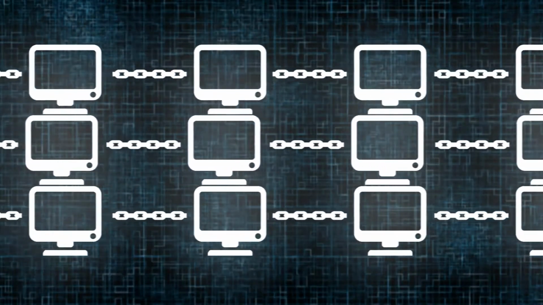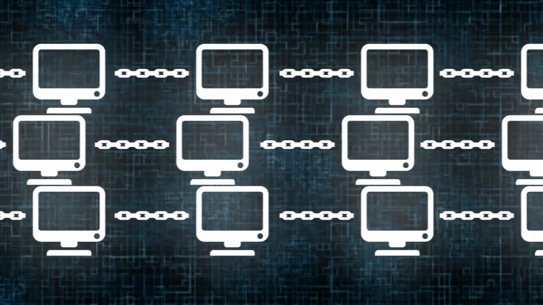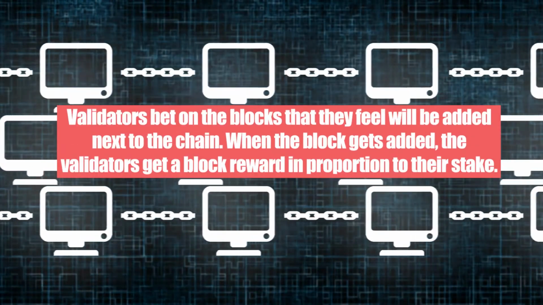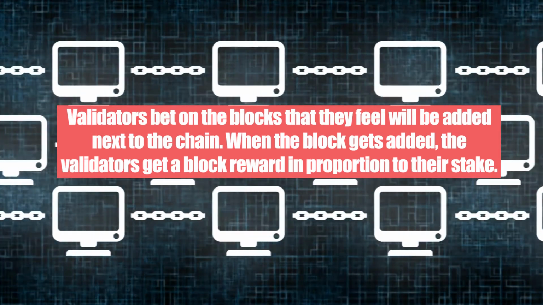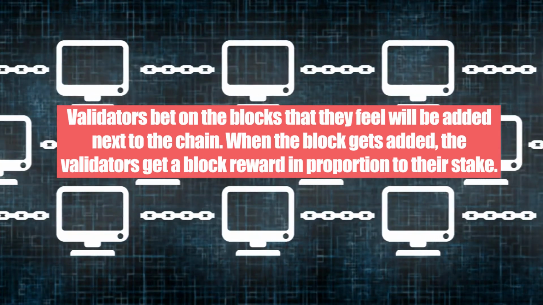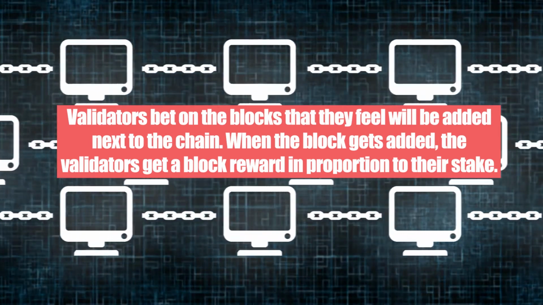In proof of stake, instead of miners, there are validators. These validators lock up some of their ether as a stake in the ecosystem. Following that, the validators bet on the blocks that they feel will be added to the next chain. When the block gets added, the validators get a block reward in proportion to their stake. Unlike proof of work, validators don't need to use significant amounts of computational power because they're selected at random and they aren't computing. They don't need to mine blocks. They just need to create blocks when chosen and validate proposed blocks when they're not.